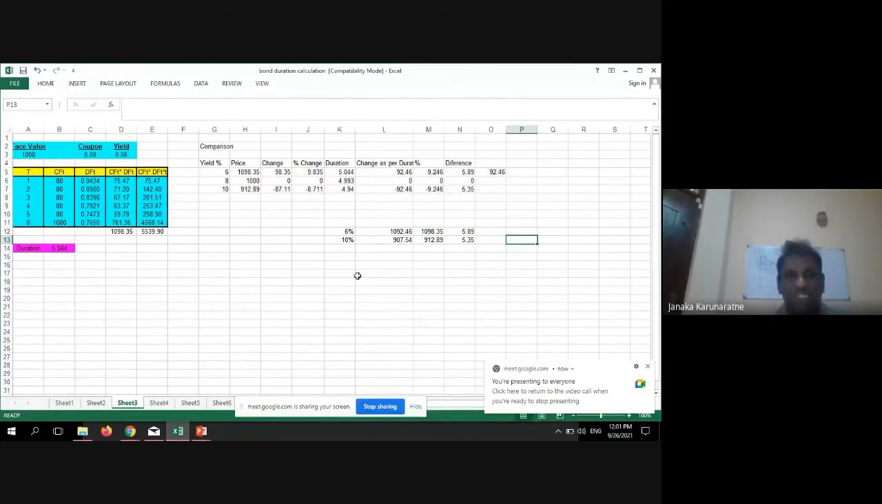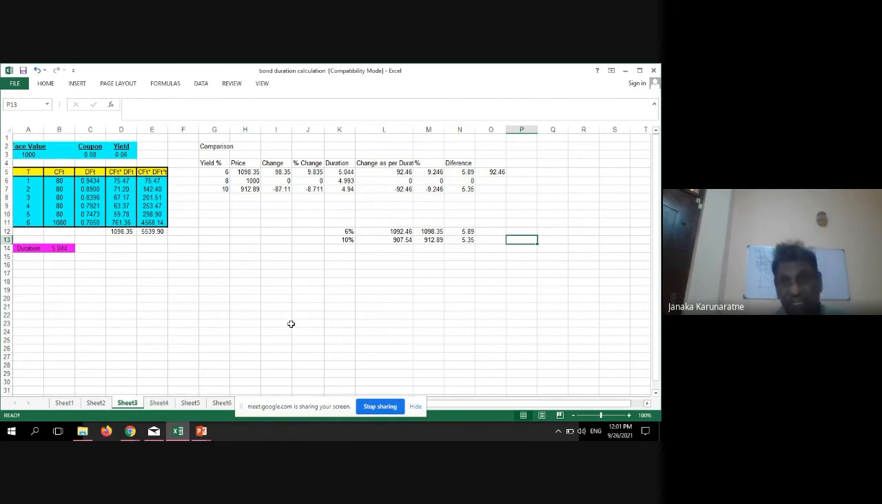So that is the reason. Now, when we use the duration formula, we got 1092.46 and 907.54, which is the change either way the same. One is an increase, one is a decrease. But when we use the normal formula, we got a different answer because of this convexity factor, and the rate we are talking about is a 2% increase or decrease either way. That's the reason we cannot use this duration formula as it is.